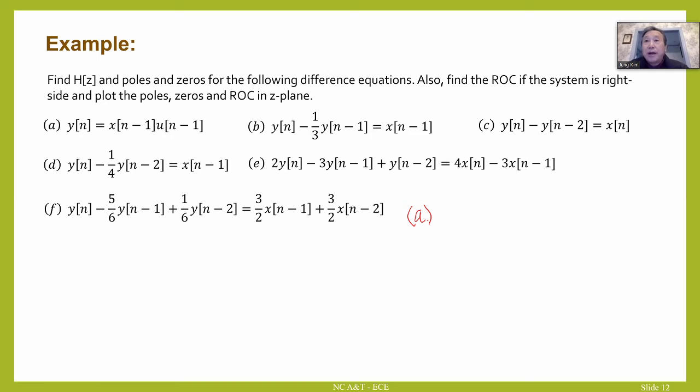Can you see my writing in the red pencil? Yes. Okay.